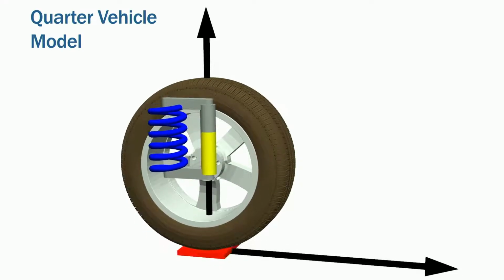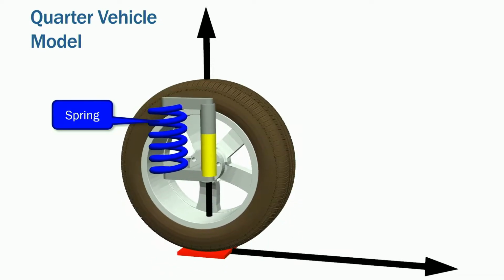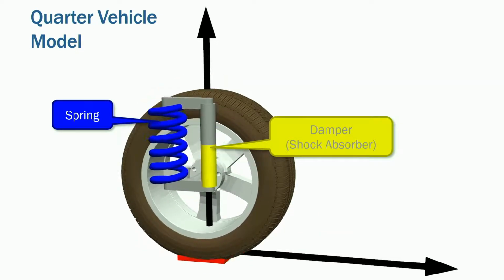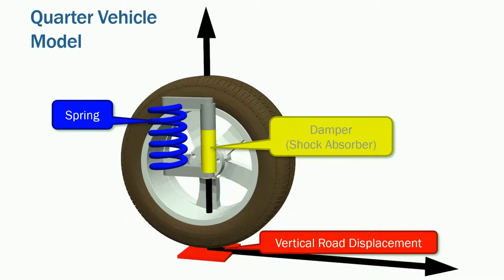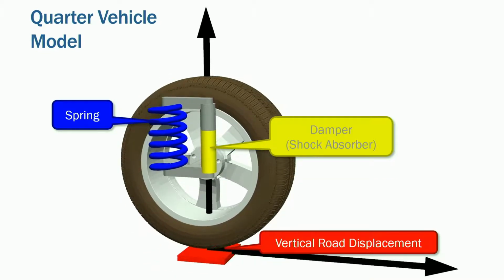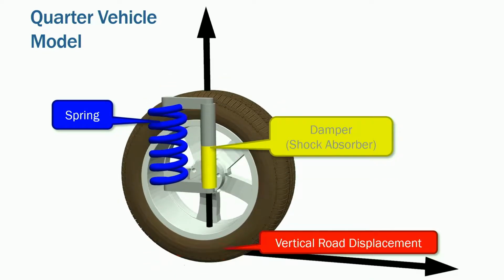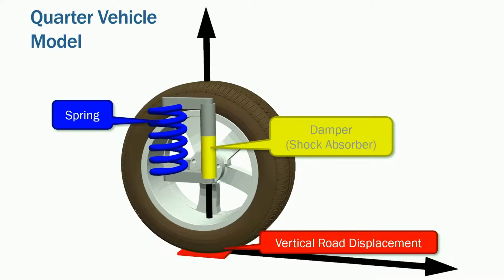And we can see all the components here. First, we have a linear spring, shown here as a blue coil spring. Secondly, we have a damper, more commonly known as a shock absorber, here shown in yellow. And then furthermore, at the bottom, we have the vertical road displacement that provides the road input, the road irregularity.